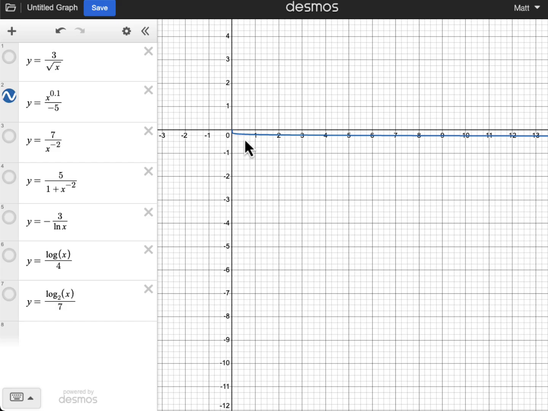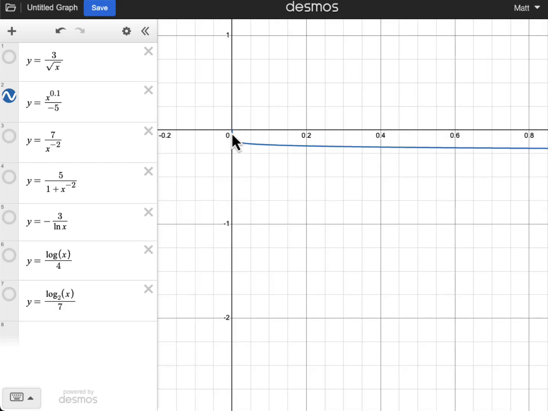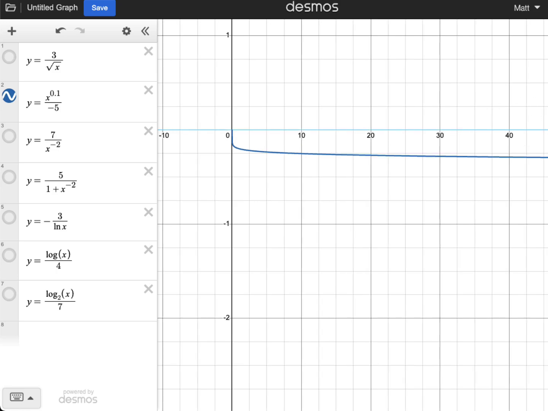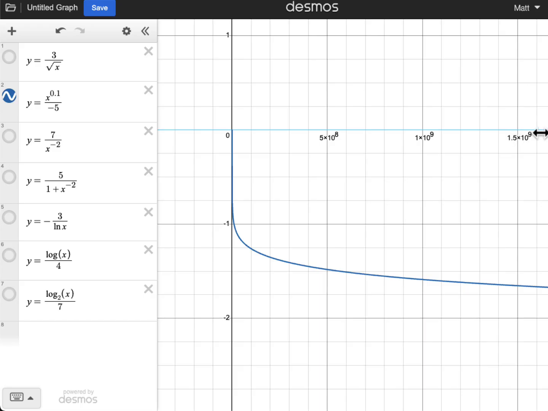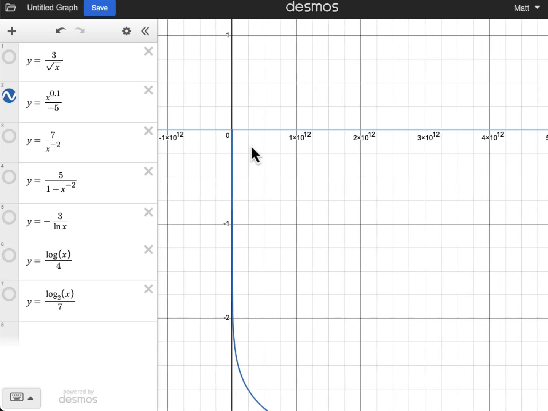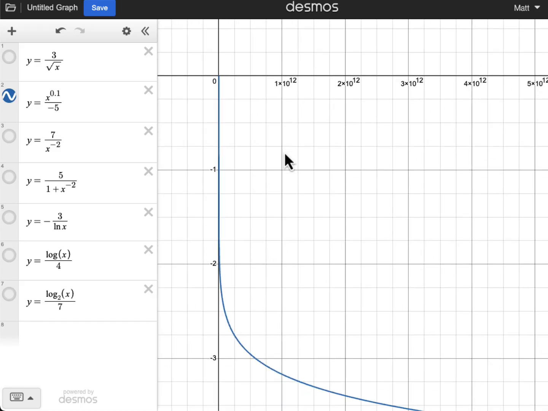Here's a graph of this function. You can see that as x approaches 0 from above, the outputs do approach 0. But as x goes to infinity this way, we have to go far, far out. And as I do this, the y-coordinates decrease without bound. They get lower and lower and eventually fall out of this viewing window.